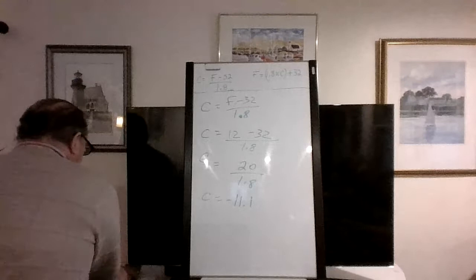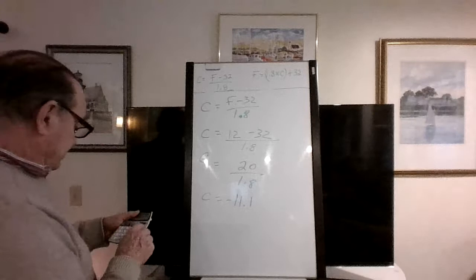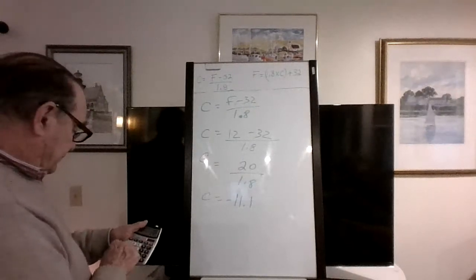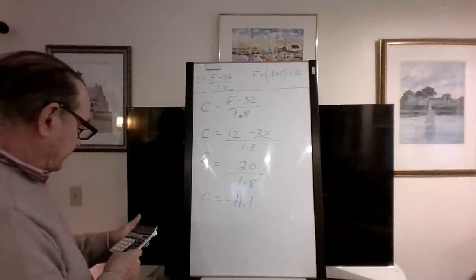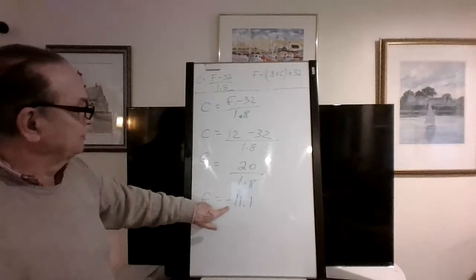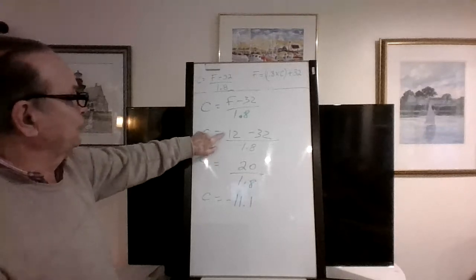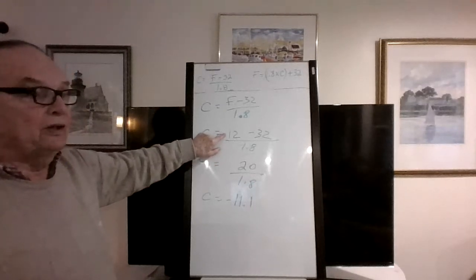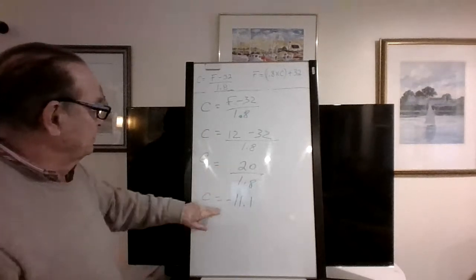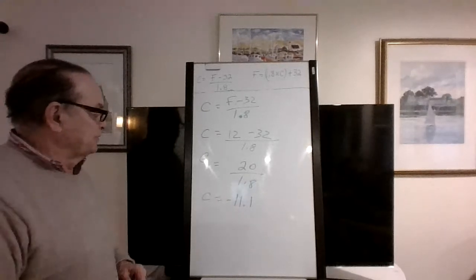Okay, I'm going to check this one out because I actually skipped that one step there. 20. Yep, 11.1. Okay, the reason that this is below 0 and this one is 12 above 0 is because this is way below freezing. Right? This is what, 20 degrees below freezing. And when you divide it out, it's below 0 on the Celsius scale.